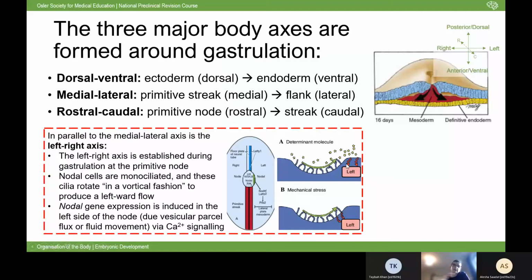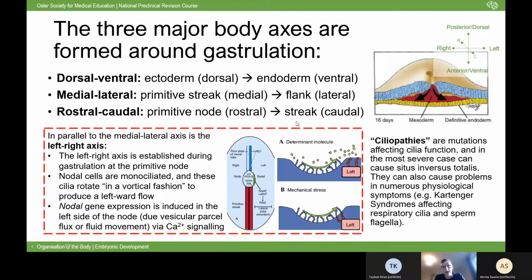So you get this leftward flow, which helps to determine which side is going to become the right side and which side is going to become the left side of the embryo. And it's thought that nodal signaling, which is one of these really important signaling molecules in embryonic development that you may have come across, is expressed on the left-hand side of the embryo. And a defect in this is called a ciliopathy.